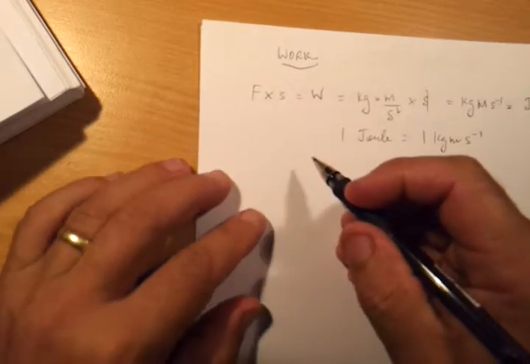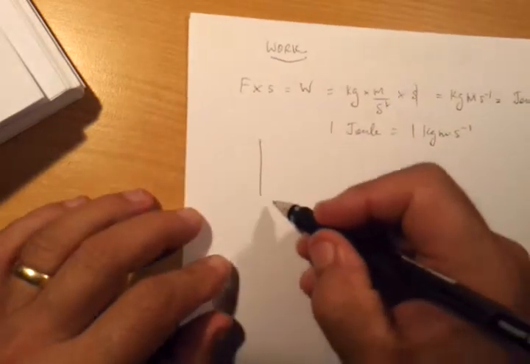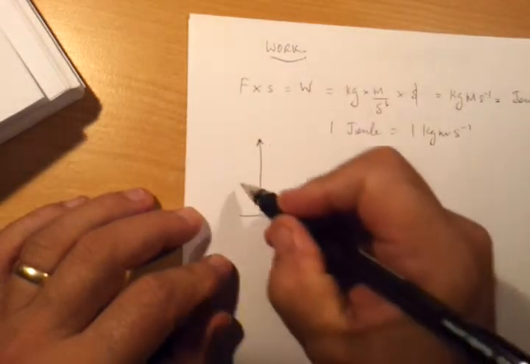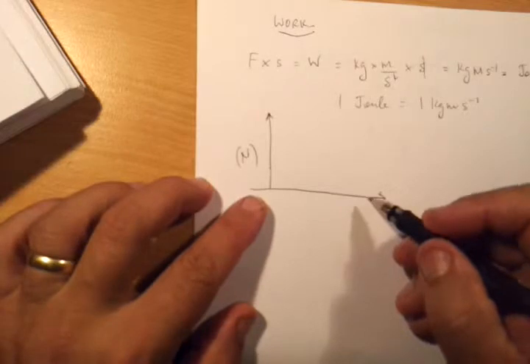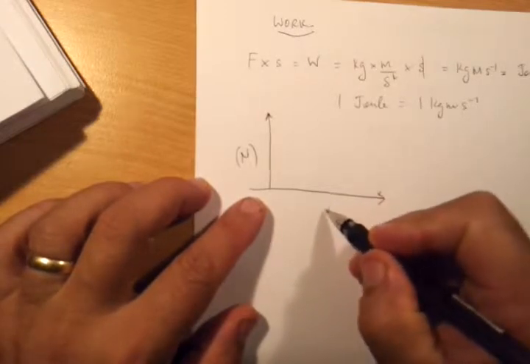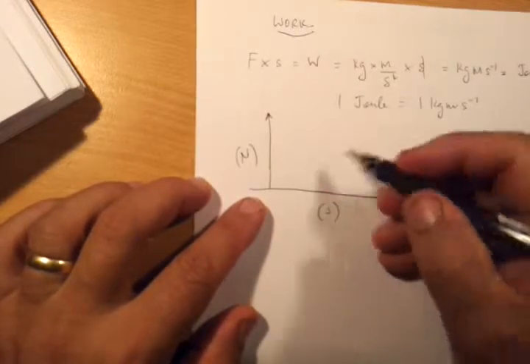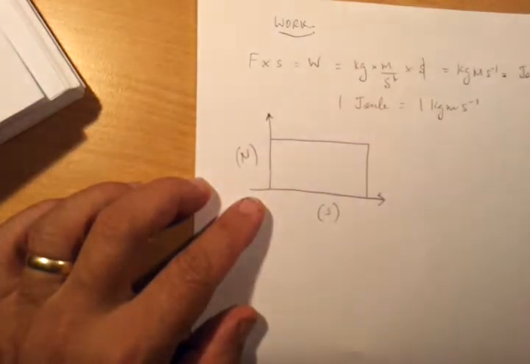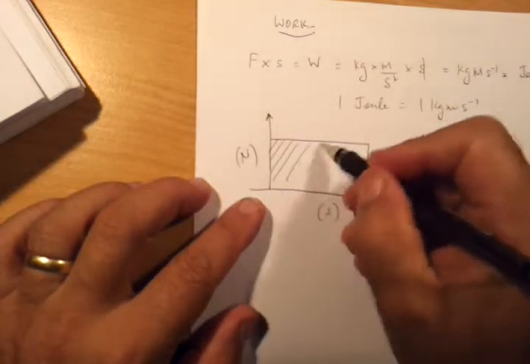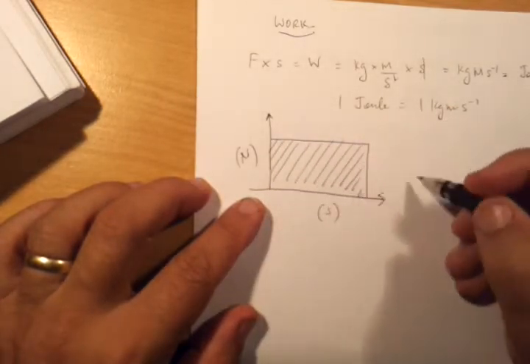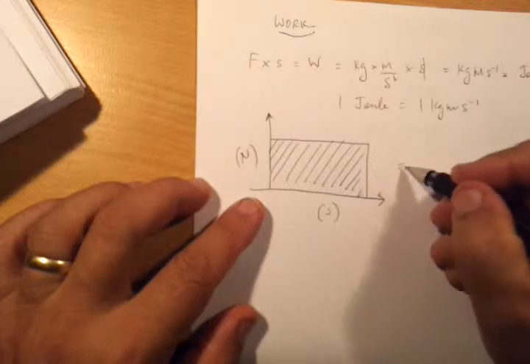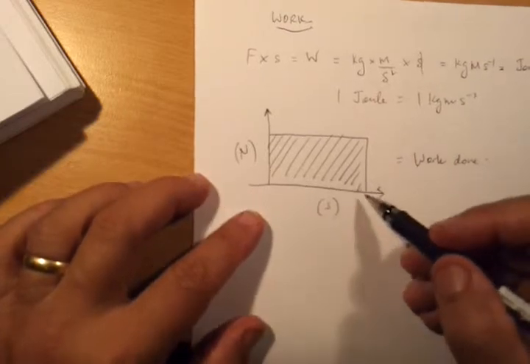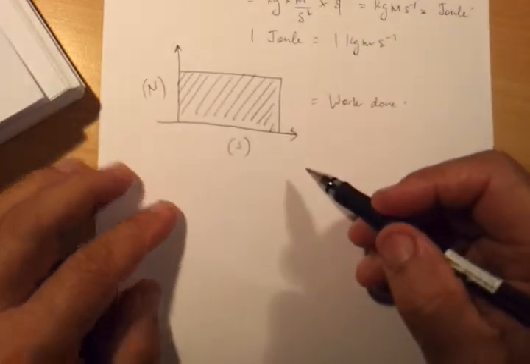So that's our basic unit of work, and if we were to plot a graph, which would be a force and displacement graph, so Newtons up here on the y-axis, displacement on the x-axis, apply a force constantly over a certain distance. The area in that graph would be force times distance and equal to the work done. That just gives a bit of a graphical representation of what work is.